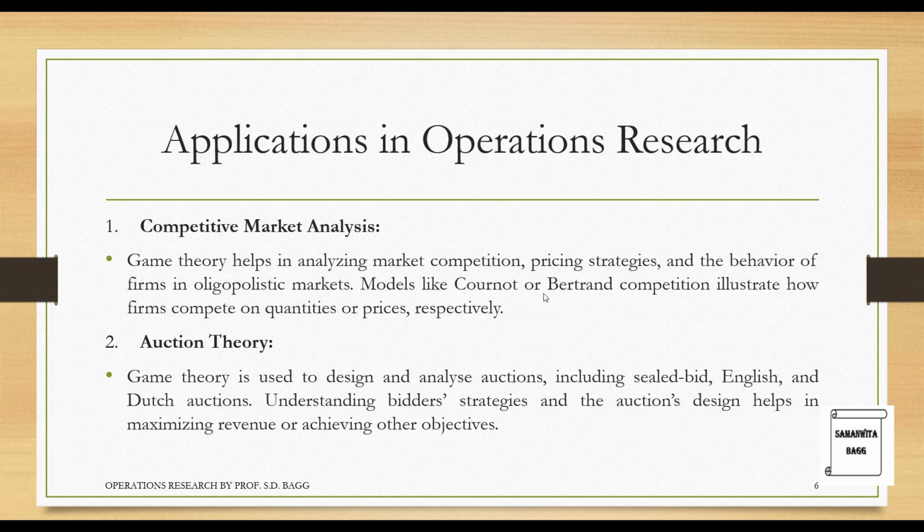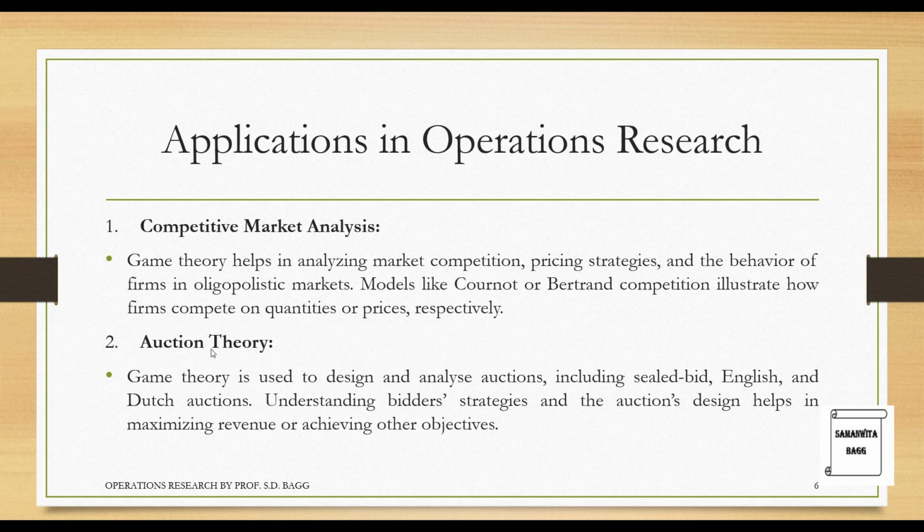Models like Cournot or Bertrand competition illustrate how firms compete on quantities or prices respectively. Cournot is nothing but your Nash equilibrium, which I just told you about. You can also read about these kind of equilibrium situations where the price of one company is affecting the other. Some examples could be wireless carriers, oil production, and automobiles.